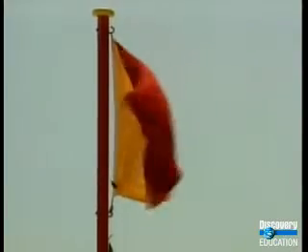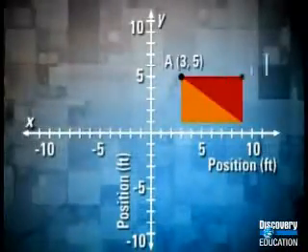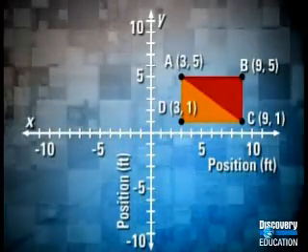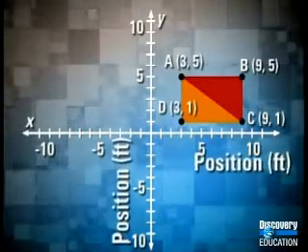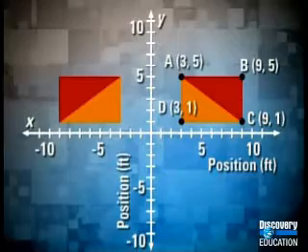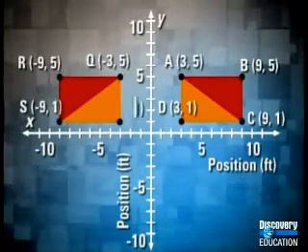Look at the flag on this beach. Let's plot its form on a coordinate plane and call it flag ABCD. The flag measures 4 feet by 6 feet. Each unit represents 1 foot. Now we'll reflect the flag across the y-axis and call the new flag QRST.